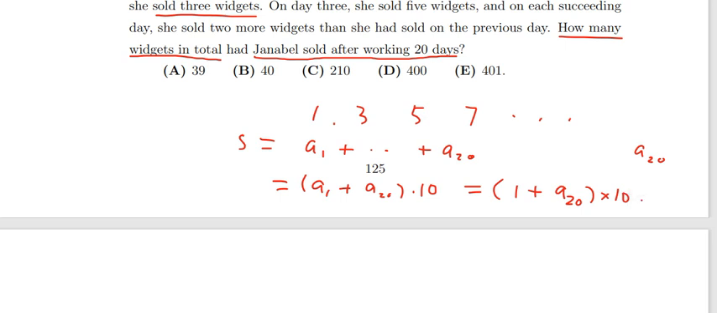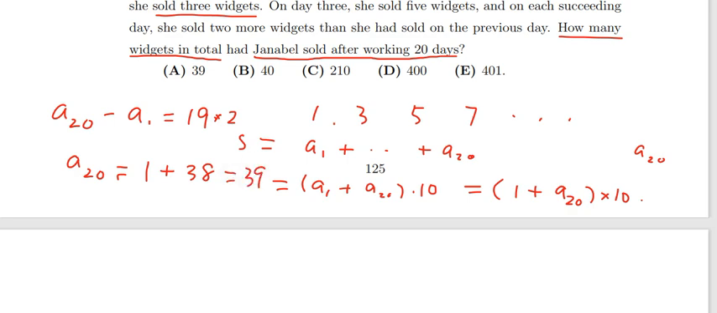So A20 minus A1 equals 19 times d. Here d is 2. So A20 equals A1, which is 1, plus 19 times 2, so 39. Okay, so 39. So the sum equals 40 multiplied by 10, so 400.